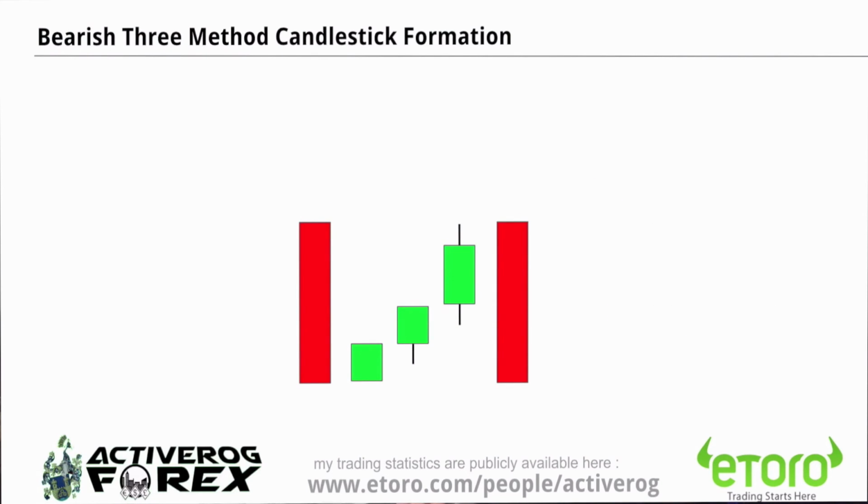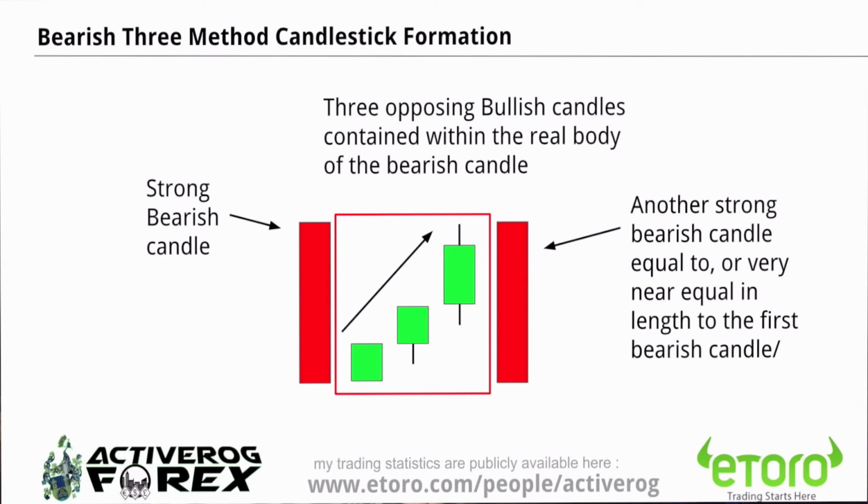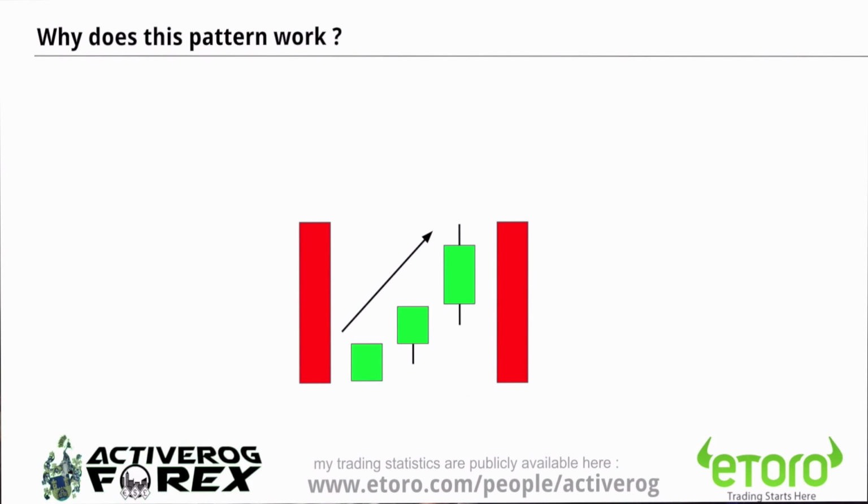This is a bearish three methods candlestick formation. The first candle is a strong bearish candle, and then there are 3 bullish candles, all of which are contained within the real body of the first strong bearish candle. Then there'll be another bearish candle. This candle should be equal to the length of the first candle or be very close to it. Why does this pattern work?